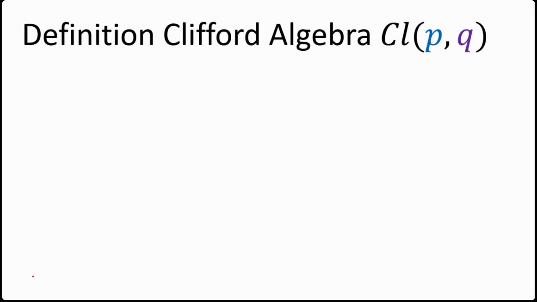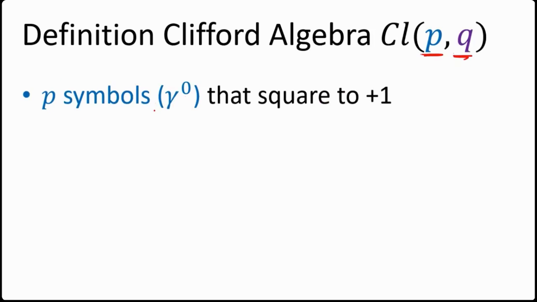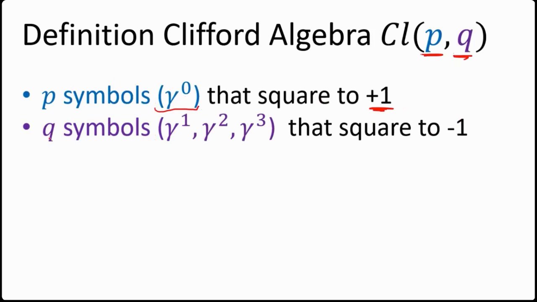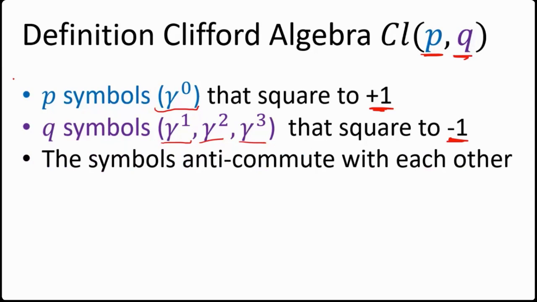Hopefully that's enough examples so you can understand that the Clifford algebra PQ means we have P symbols, like the gamma 0, that square to +1, and then we have Q symbols that square to -1. So you could invent any Clifford algebra you like just by picking a number of symbols that square to +1 and a number of symbols that square to -1. And then the other rule for Clifford algebras is that the basis vectors, the symbols, anti-commute with each other.